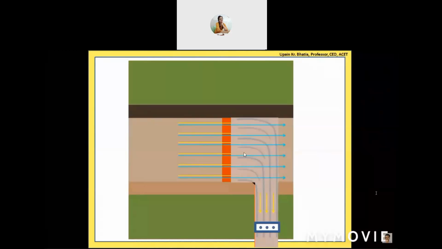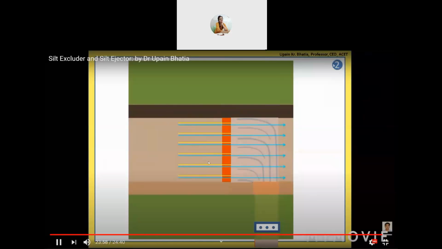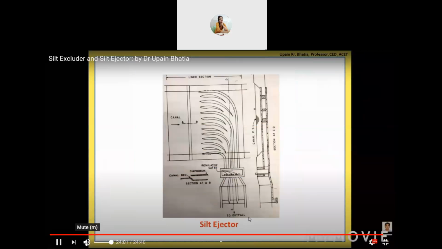Now, once we have achieved this, we plug this excavated portion of the bank in this fashion so that this channel section remains intact again. Only the bottom portion has some opening where the bottom layers will enter and be collected through this series of tunnels and taken to the outward direction. So this is called a Silt Ejector. This is the second category, Silt Ejector, and this is the diagram that is available in the books.